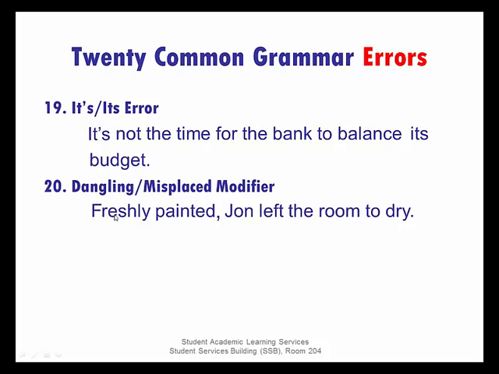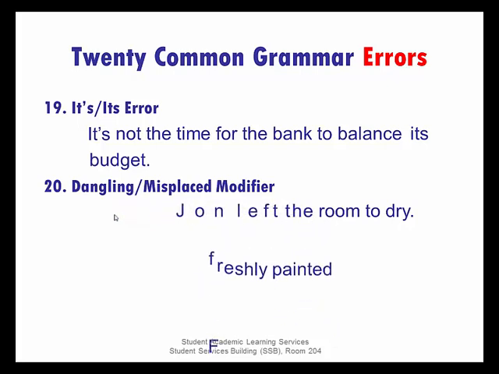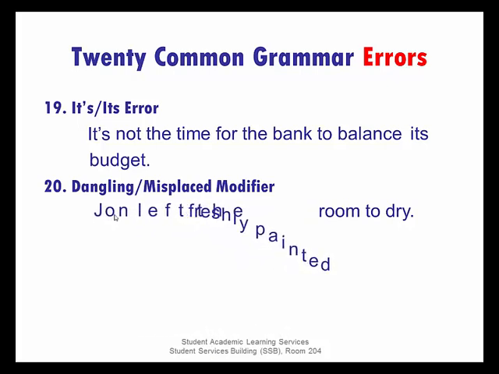The way to repair this is simply to move the modifier closer to the thing it's modifying. So in this case, we have our modifier as freshly painted, and we need to move it closer to the room. So we can start with: John left the freshly painted room to dry.